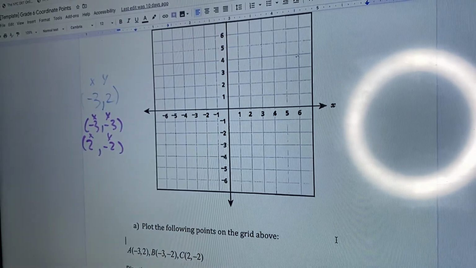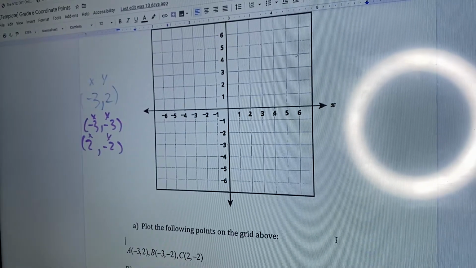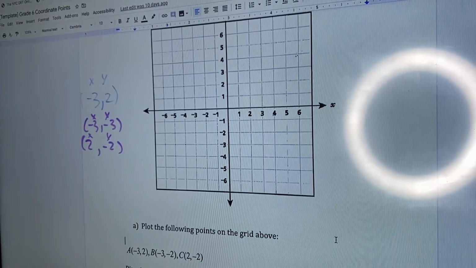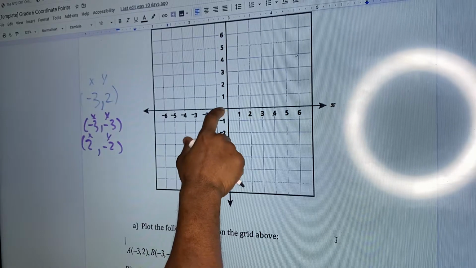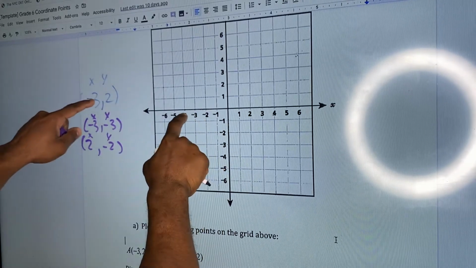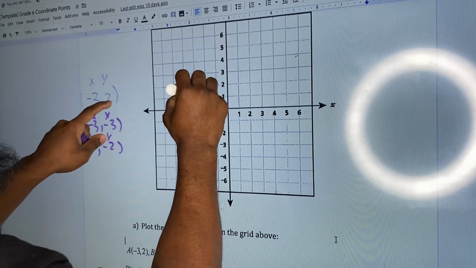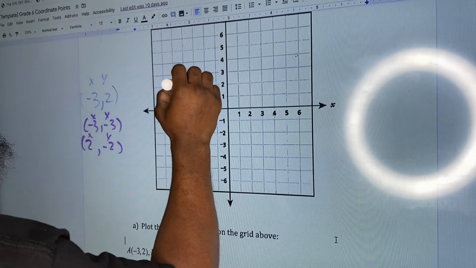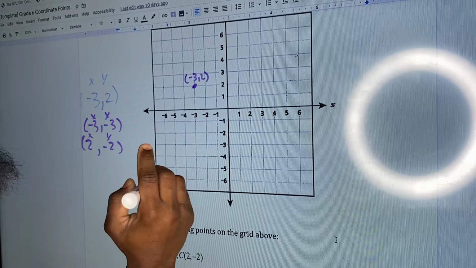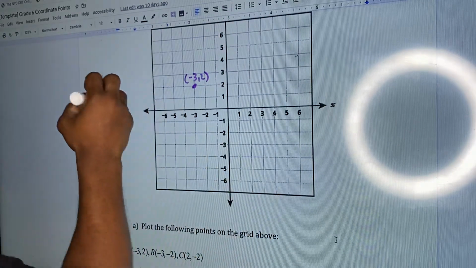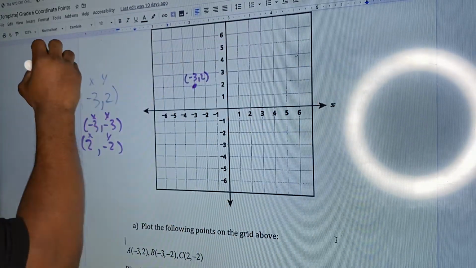I don't know if you guys can all see. So I'll do the first one for you. -3 will be right here on the X, right? And then +2 will be on the Y. So that'll be your first point. -3, +2. Now you see this grid? You're gonna do this on a piece of paper.